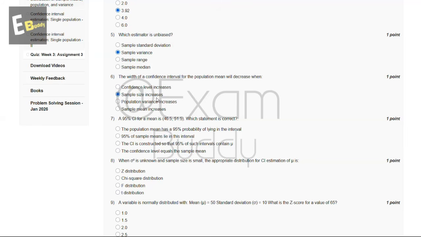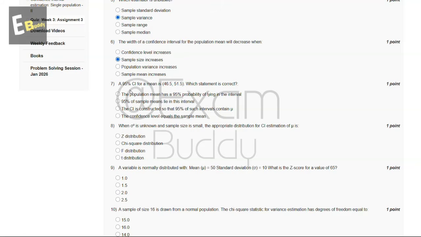And now let's go to our question number 7. A 95% CI for a mean is (46.5, 51.5). Which statement is correct? So these are the options, and the answer of our seventh question is C: the CI is constructed so that 95% of such intervals contain mu.